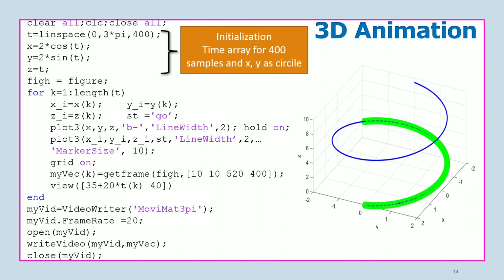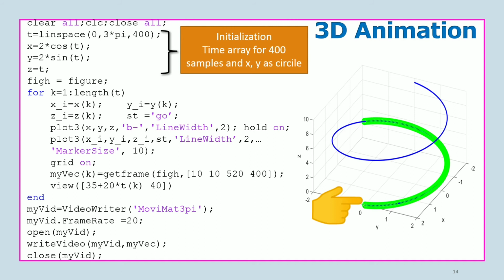The first code segment is the initialization, in which we create a time array of 400 samples. We consider sine versus cosine functions for plotting circles and ellipses by adjusting the radius or axis. We choose the z-axis as the time axis, so we get the variation along the z-axis. In the first instance, we draw the complete curve in 3D. Next, we draw the pointwise curve.